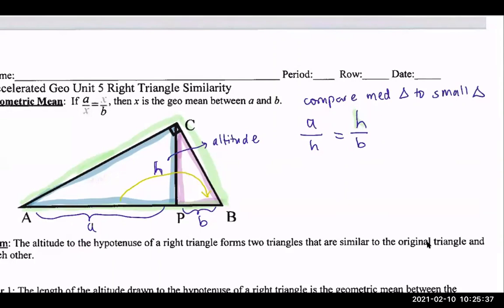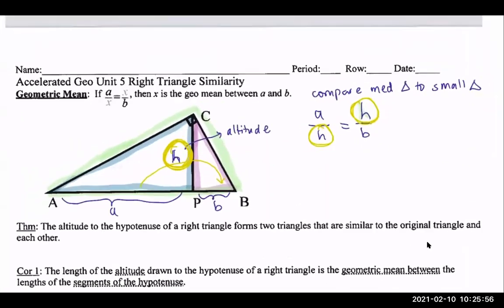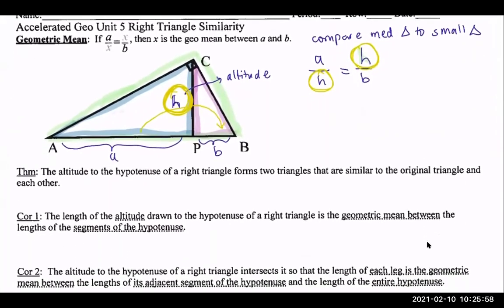But a faster way to remember it is that H is going to be a geometric mean. The moment I say it's a geometric mean, you're going to picture in your proportion that it goes here. It's a geometric mean between the two pieces of the hypotenuse. Okay, so that's going to be one of the relationships, comparing the medium triangle to the small triangle.